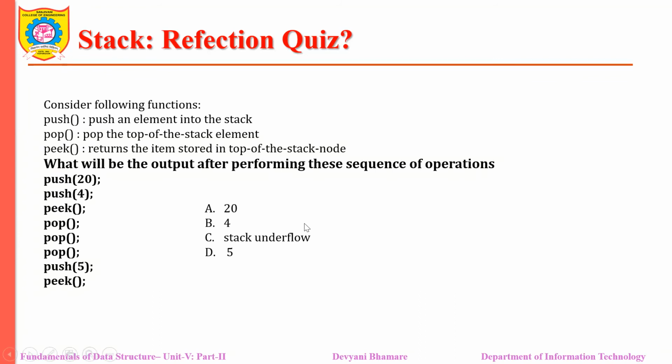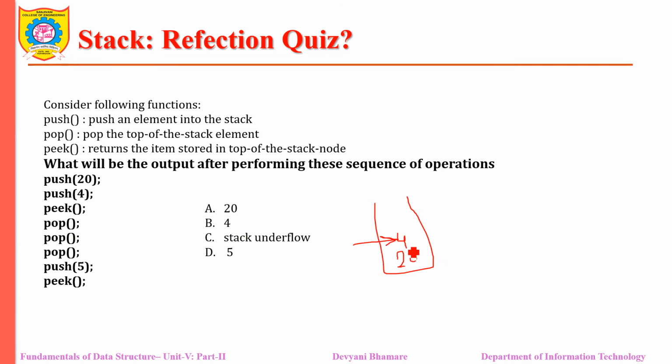So let me see. Push 20 means 20 will be pushed, right? Then push 4 means 4 will be kept before 20. Then what are we getting? Peek. Peek means only the top element 4 will be read, not deleted, right? So that's why. Then the next one is pop.